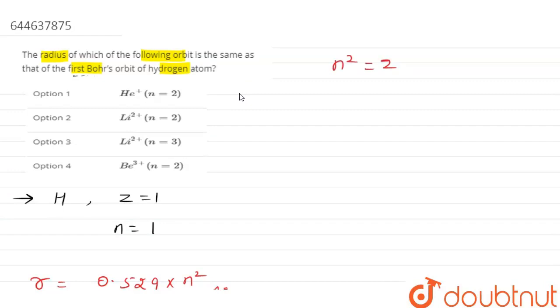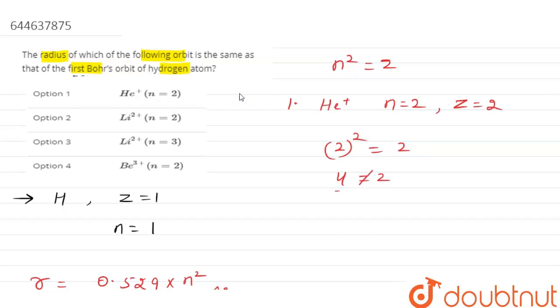Let's calculate. In option 1 we have helium plus, and the n given is 2, and the value of Z for helium is also 2. So let's calculate n square. Here n is 2, so 2 square, and we check whether it equals Z, which is 2. Here we get 4 equals 2. They are not the same because 4 is never equal to 2, so this option is not correct.